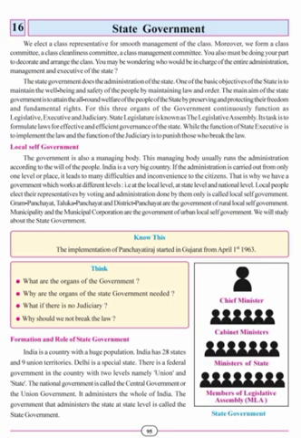Local people elect their representatives by voting, and administration done by them only is called local self-government. Gram Panchayat, Taluka Panchayat, and District Panchayat are the government of rural local self-government. Municipality and the municipal corporation are the government of urban local self-government. We will study about the state government.